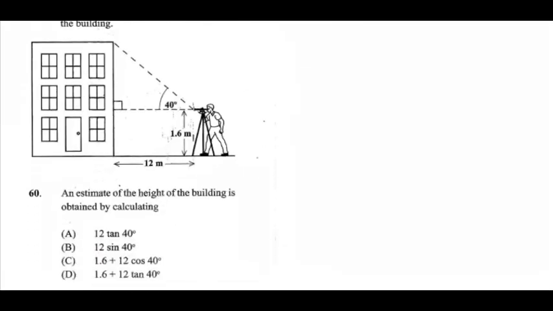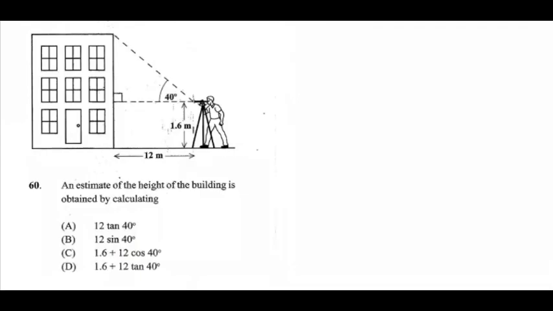And we are moving nicely along. 60 refers to the diagram of a building below. A surveyor sets up his instruments 12 meters from the foot of a building and records the angle of elevation of the top of the building. An estimate of the height of the building is obtained by calculating. So an estimate of the height of the building.